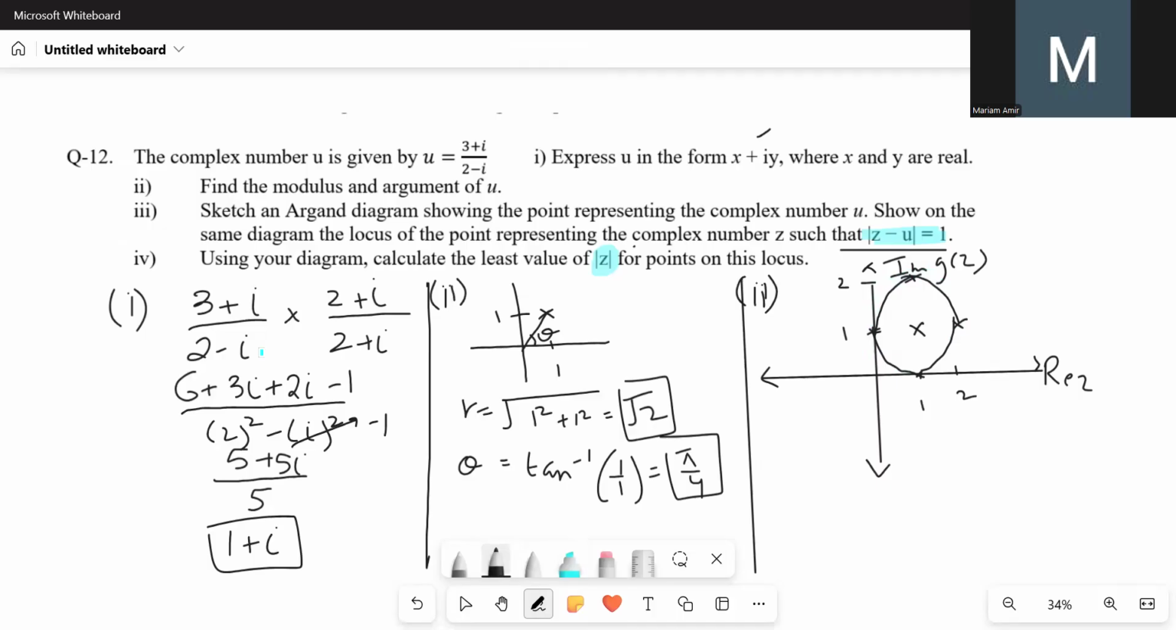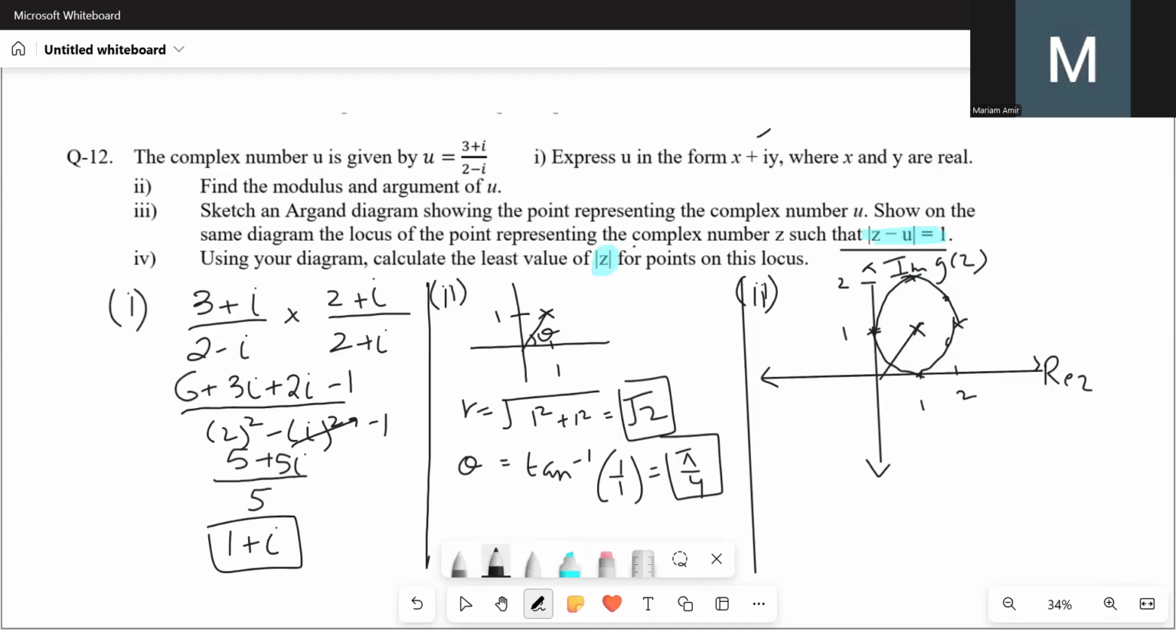Choose any other point. Let's say if we choose this point, this has a bigger modulus. Or if you choose this point, this has a big modulus as well. Only if you choose a point here, that is going to be the shortest modulus possible, or the least value of modulus of z. All right, now how do we find this?